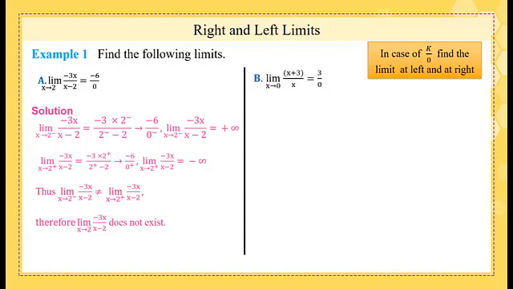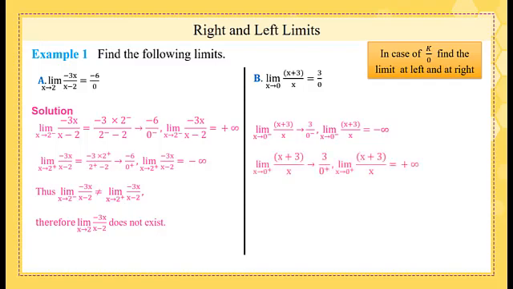Another example, the limit of x plus 3 over x as x tends to 0 is 3 over 0. So the limit at left, which is 3 over 0 minus, is minus infinity. The limit at right, as x tends to 0 plus, which is 3 over 0 plus, will give us plus infinity. And also in this case, the limit at left does not equal the limit at right, so here we have that the limit does not exist also.